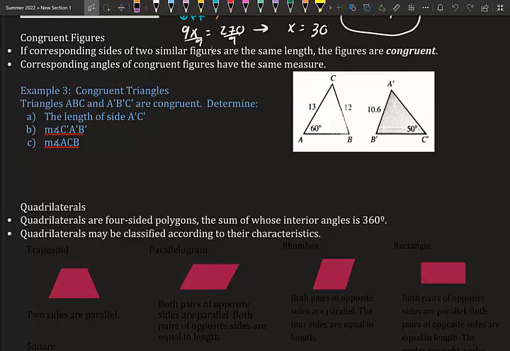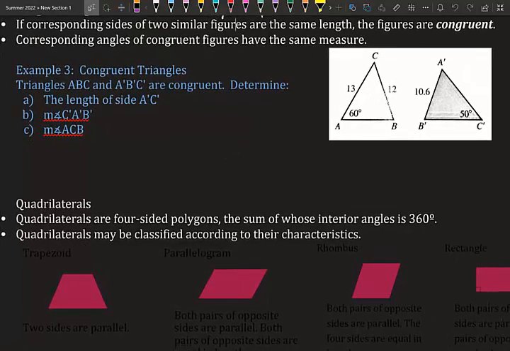Congruent figures. If corresponding sides of two similar figures are the same, the figures are congruent. Corresponding angles of congruent figures have the same measure. So congruent means same. If you're in congruency with someone, meaning you're on the same path, the same thought, the same values. So we have triangles ABC and ABC, and they're congruent, meaning they're the same. We want to find the length of AC, the measure of CAB, and then the measure of ACB.